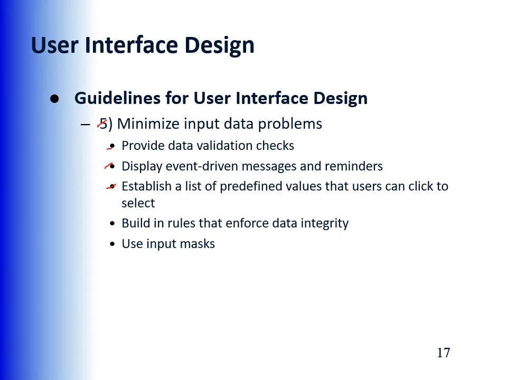Next is to establish a list of predefined values that users can click to select. For example, the input screen displays a list of acceptable values, and the user simply points and clicks the choice. Build in rules that enforce data integrity. For example, if the user tries to enter an order for a new customer, the customer must be added before the system will accept the order data. The last one is to use input masks.